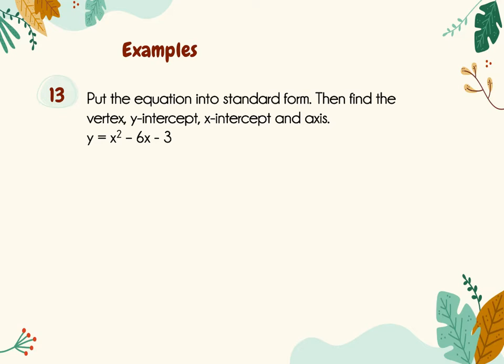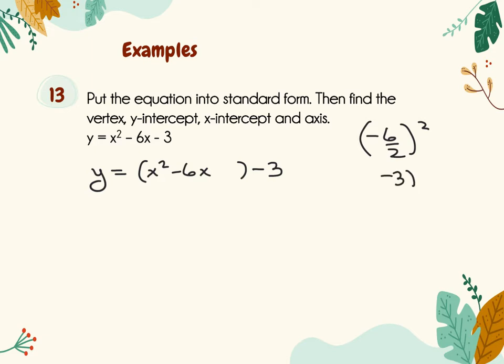Here the instructions say to put the equation into standard form, and find the vertex, y-intercept, x-intercept, and the axis. Again, my first step is I'm going to take the constant and shift it over. I'm going to make a blank space so that I can complete the square. So I'll move the -3 over. My next step is to take the b term, divide it by 2, and square it. -3 squared, I would be adding 9 into the parentheses, but over here I'm going to subtract 9.